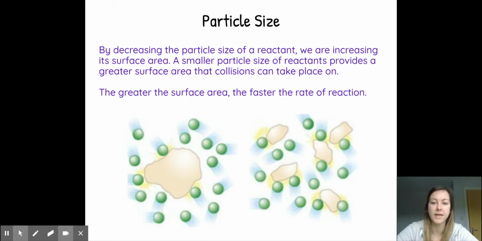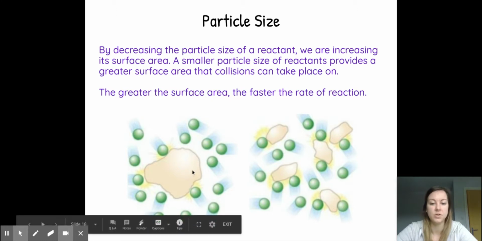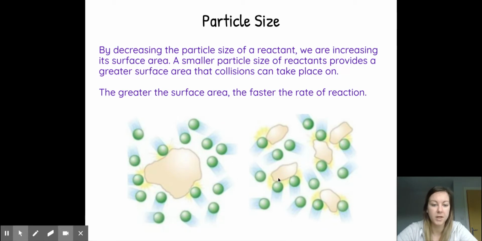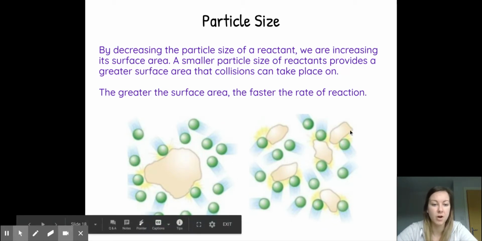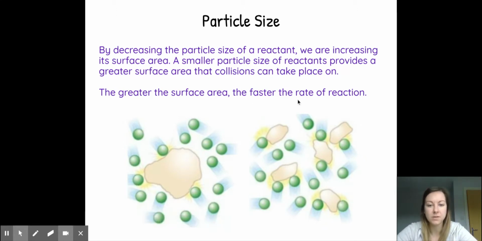Particle size. By decreasing the particle size of a reactant, we're increasing its surface area. So where this particle is only reacting on the outside surface, if we break it up into smaller parts, there is going to be far more surface area for all of these reactant molecules to collide with each other. So the greater the surface area, the faster the rate of reaction. And you increase the surface area by making the particles smaller. So powdered is best, and small lumps are kind of next up. Large lumps are the slowest.